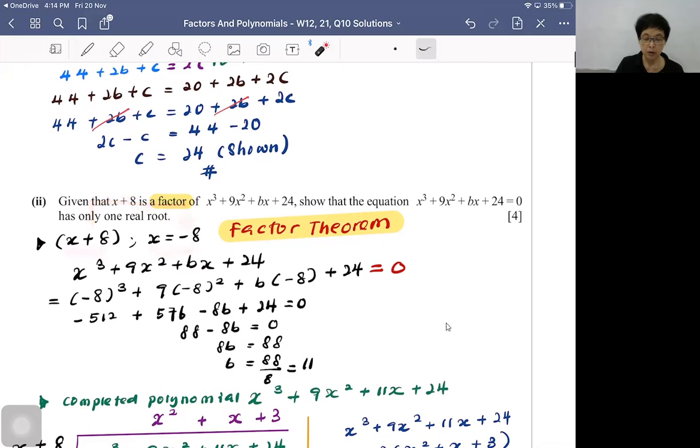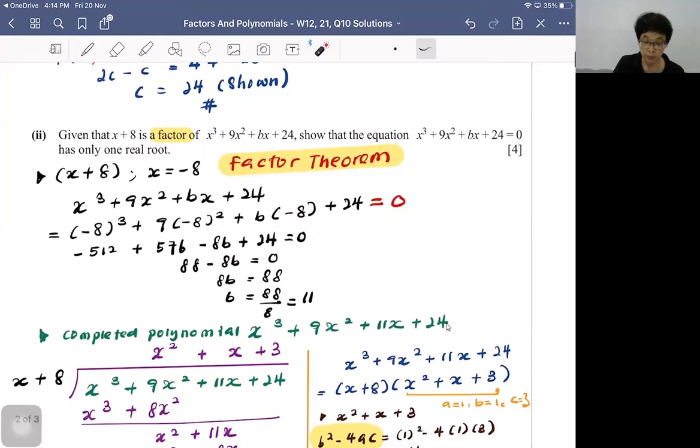Yes, this is the root, x equals minus 8. According to this statement, x equals minus 8 is likely to be the one and only real root the cubic expression has. Well, hold on. We're just going to develop until we have enough evidence.